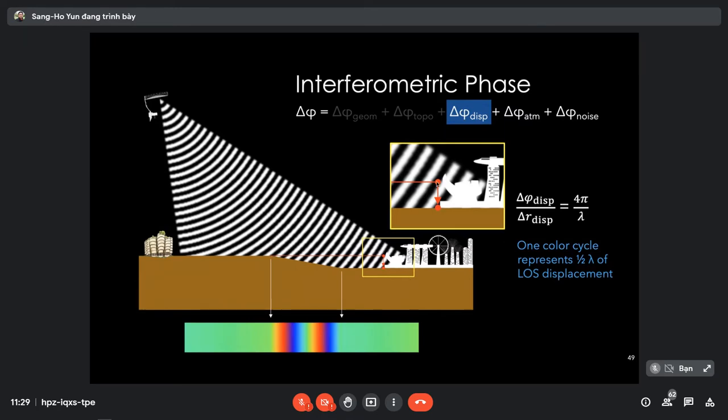In that case, one wavelength causes a 4 pi difference in color fringe, which means one color cycle of 2 pi difference in color phase difference matches half the wavelength, lambda over 2, of the ground displacement. So that's the displacement component. And the measurement precision is not a function of distance. That's a beauty. It doesn't matter, as long as you have a high enough signal to noise ratio, you can measure very precise displacement of the ground from 800 kilometers away using satellite data. And that's what we're doing.